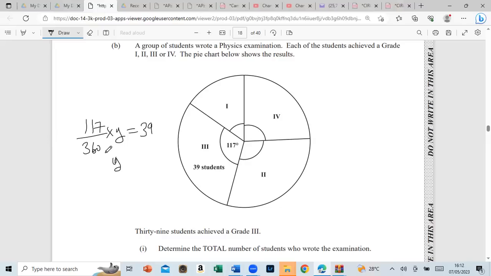We get rid of this. It's a divide, so we times. So it's going to be 39 rather, times 360. And this is a divide. This is a times, so we divide. So now we're going to have 39 times 360.